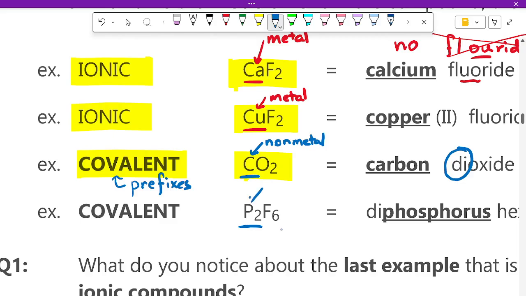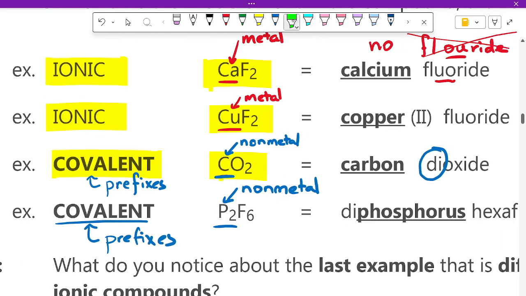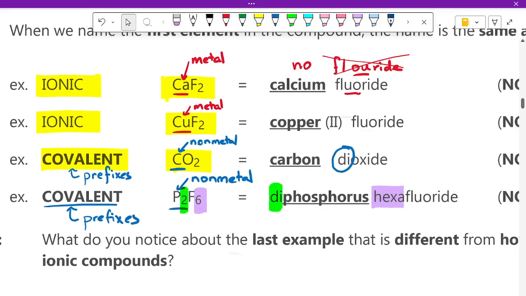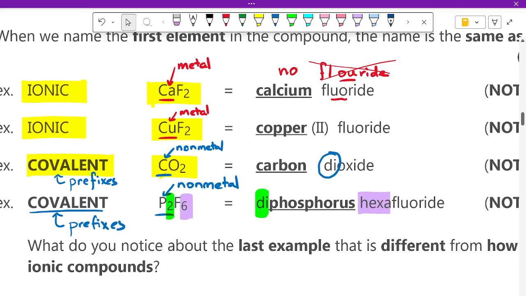P is a non-metal. That means it's covalent, which means you need to use prefixes. So you need to say that there are 2, diphosphorus, and then 6, hexafluoride. Hexafluoride. Yeah? Right? Yeah.